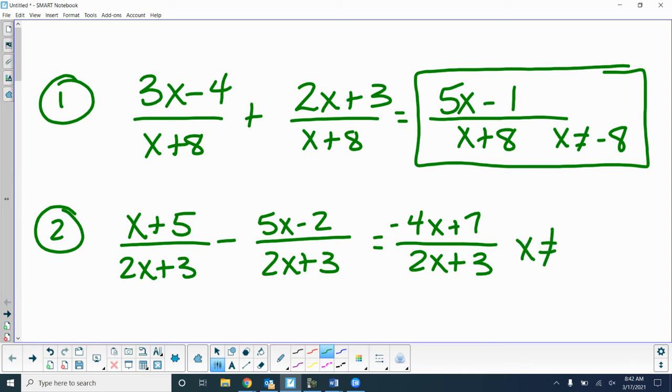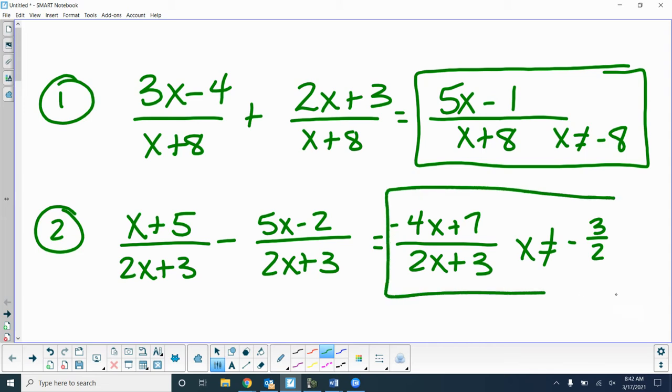X cannot equal what? Negative 3 over 2. If you're not sure, just set 2x plus 3 equal to 0 and solve for x. And you'll get negative 3 halves. Okay? Any questions? So the first two tomorrow should be pretty easy as well, right? They'll just have a common denominator for you.